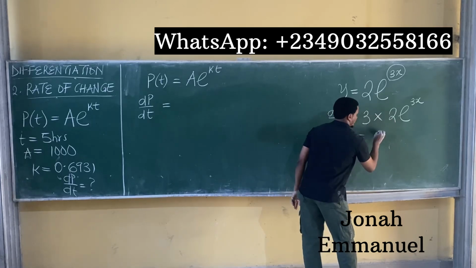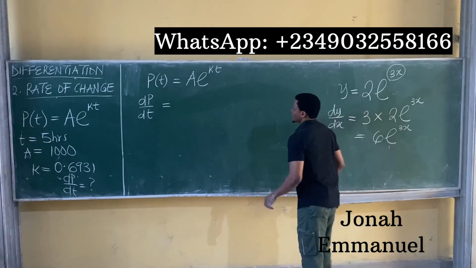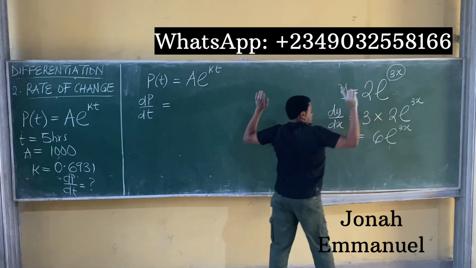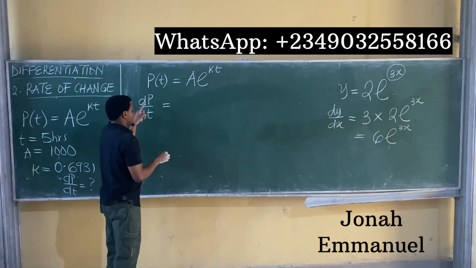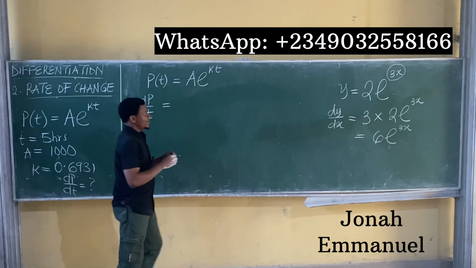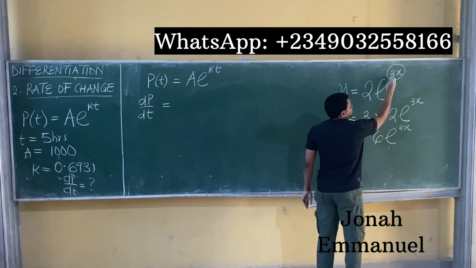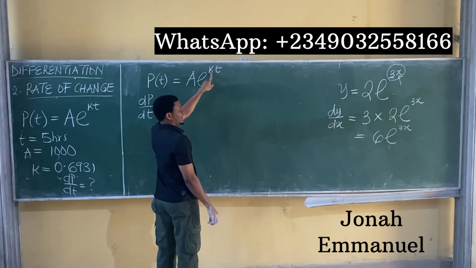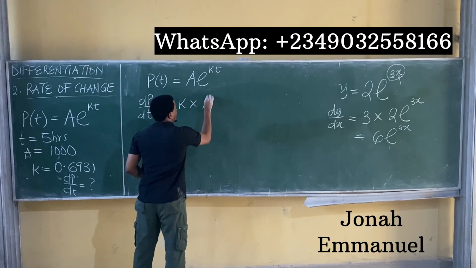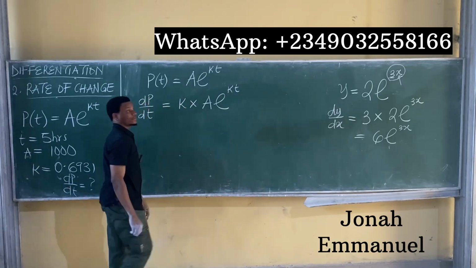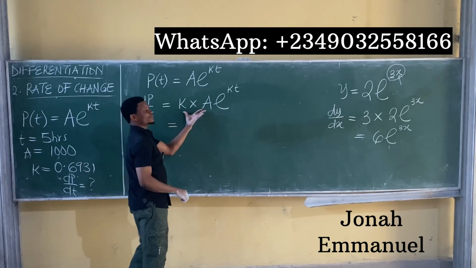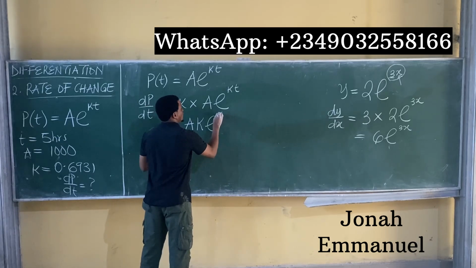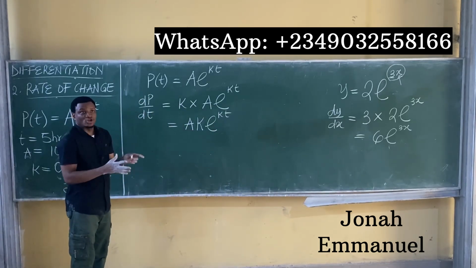This is equal to 3 times 2, which gives you 6e^(3x). 2 is a constant. A is a constant. k is a constant. 3 is a constant, so it's literally the same thing. From here, what do you think dP/dt will be? Here it was 3, that means the constant attached to the variable. In this case, the constant here is k. So it becomes k times A e^(kt). I will take alphabetical order, so A before k. So I'm having A k e^(kt). This is the function for dP/dt.